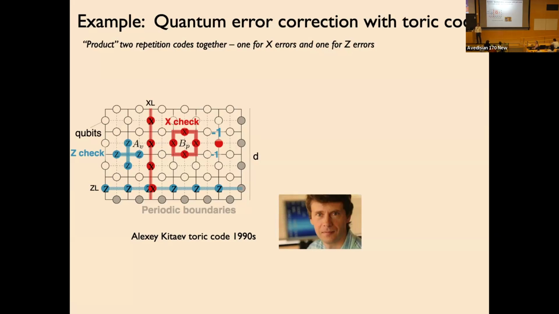So if a 2D code encodes just a single logical qubit, how would I apply, say, a CNOT gate between two logical qubits? You will, if you're patient, you will see.